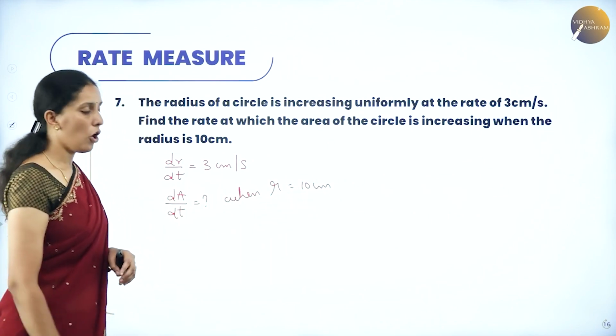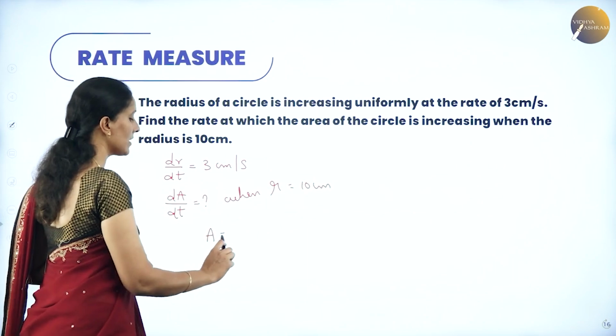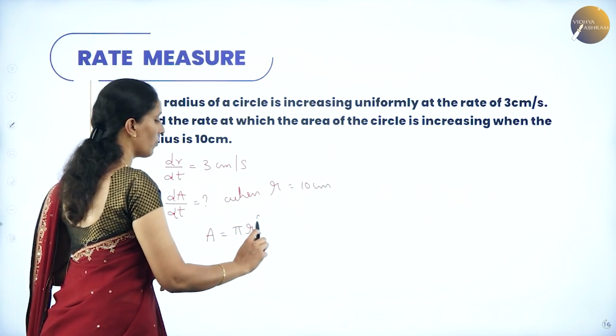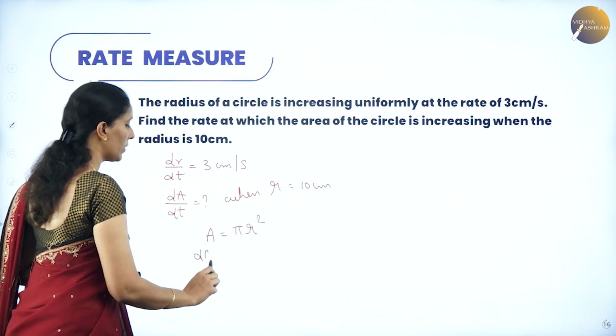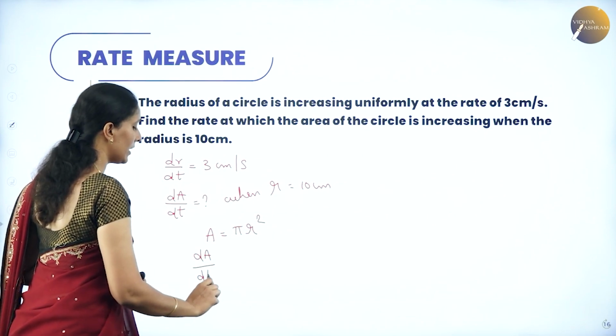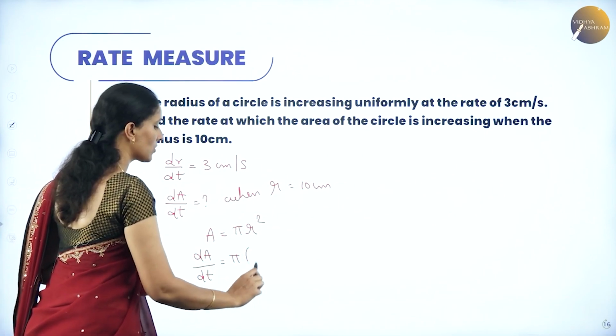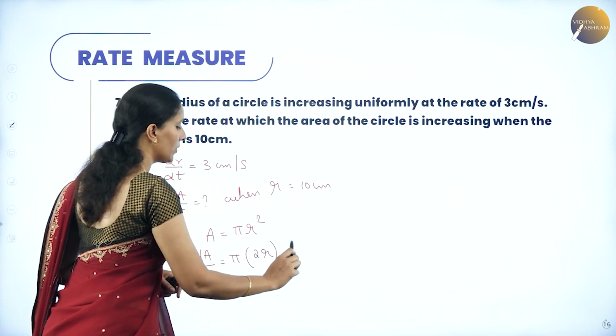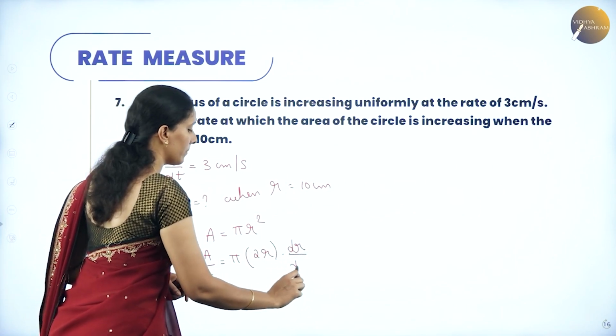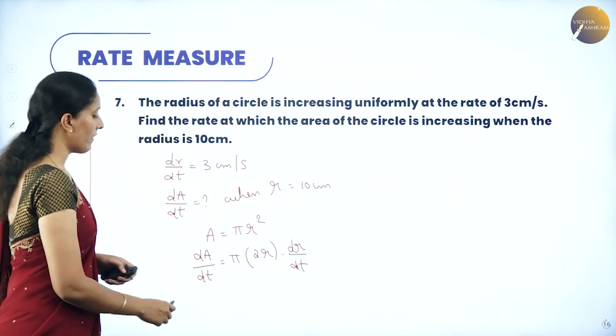We know the formula of circle, that is area is equal to pi r square. Derive it with respect to t. So it is dA by dt is equal to pi, r square is nothing but 2r into dr by dt. Now substitute the values here.